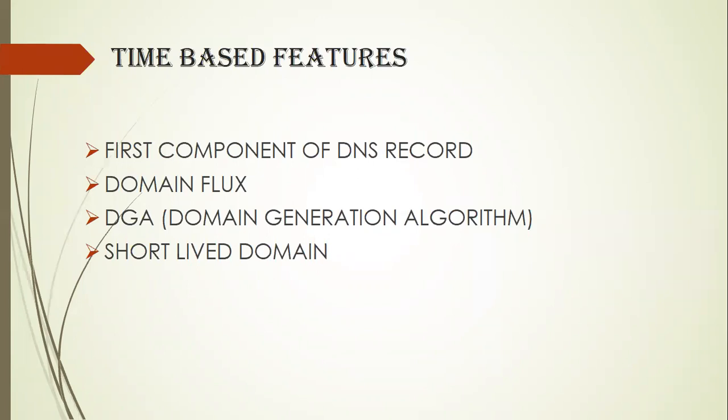Domain flux is normally a technique that monitors the fluctuations of requests on an internet service provider, whereas the second one, DGA, is a domain generation algorithm, which is used to calculate the list of domains to be used as command and control servers.